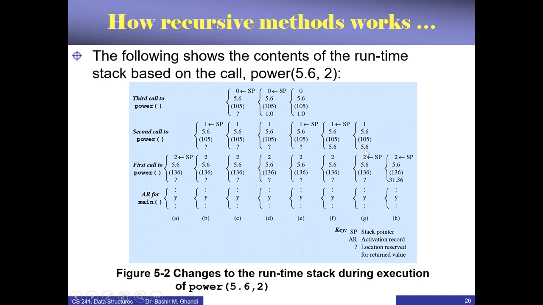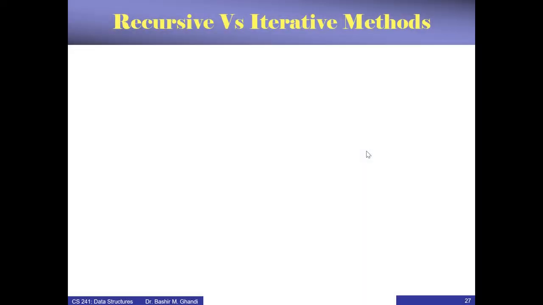So that activation record is deleted, and we go back to the first call. At this point, we'll be able to compute the return value for that first call. It's going to be the value obtained from the previous call, which was 5.6, times x. So 5.6 times 5.6 is 31.36. So this call now is done. This will be deleted, and this value will be sent and assigned to the variable y. So basically, this is how recursion works. You can see there are many activation records created, and we will talk about that when we talk about the efficiency of recursive methods in a moment.